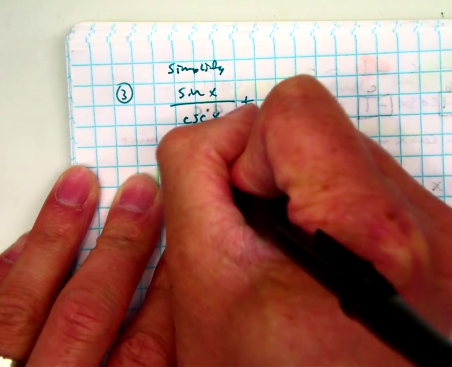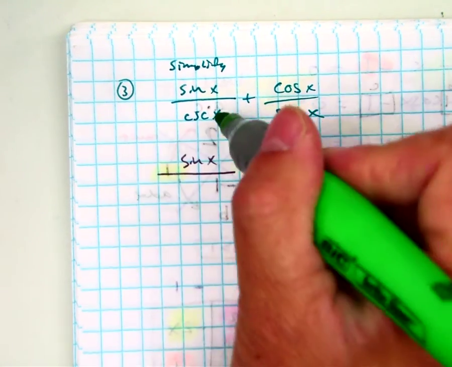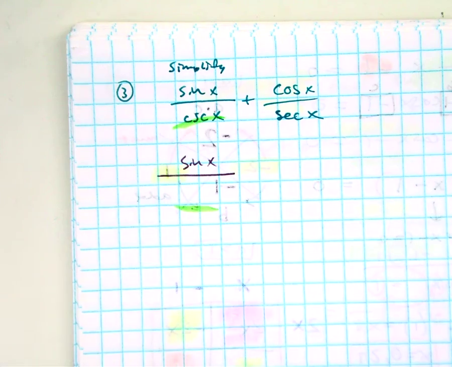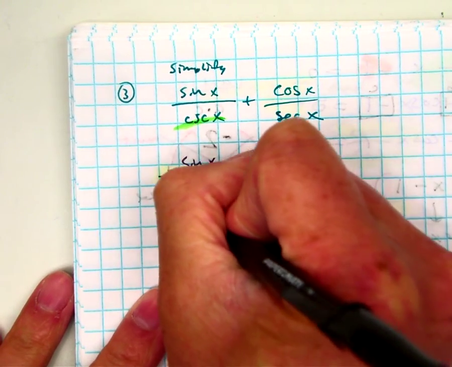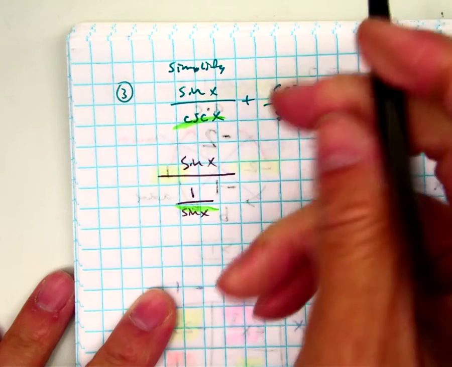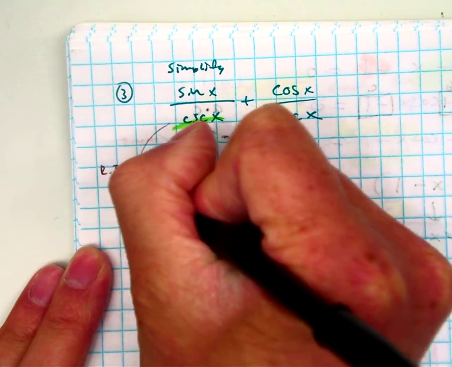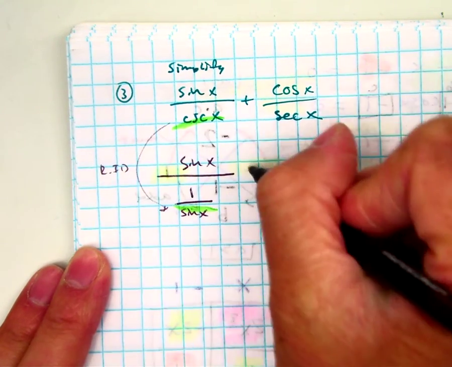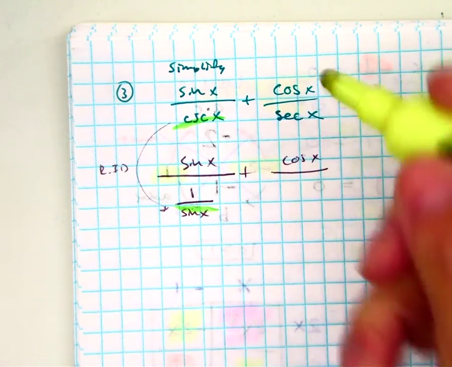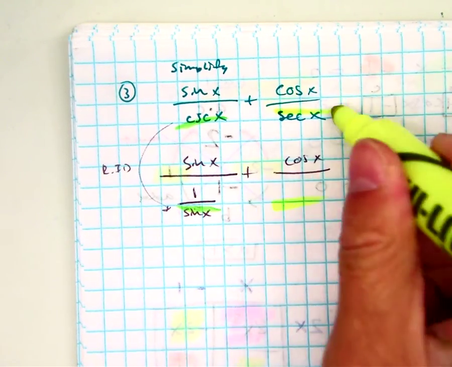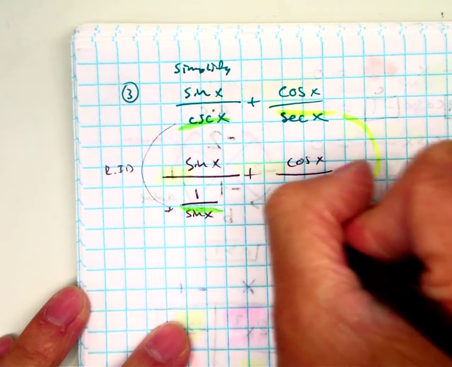So I have sine of x over 1. What does this one become? 1 over sine x. Why? Because of the reciprocal identities. Yeah, in green, that's the reciprocal identity. Plus cosine of x, and this one becomes what? 1 over cosine. Which identity? Reciprocal.